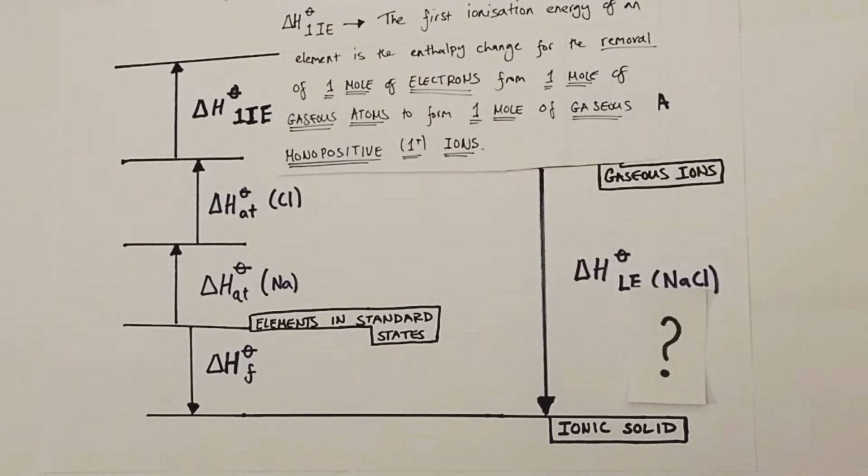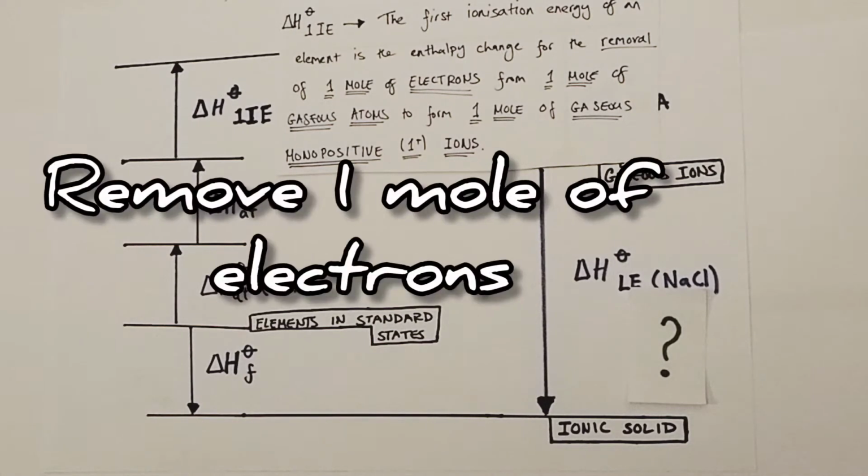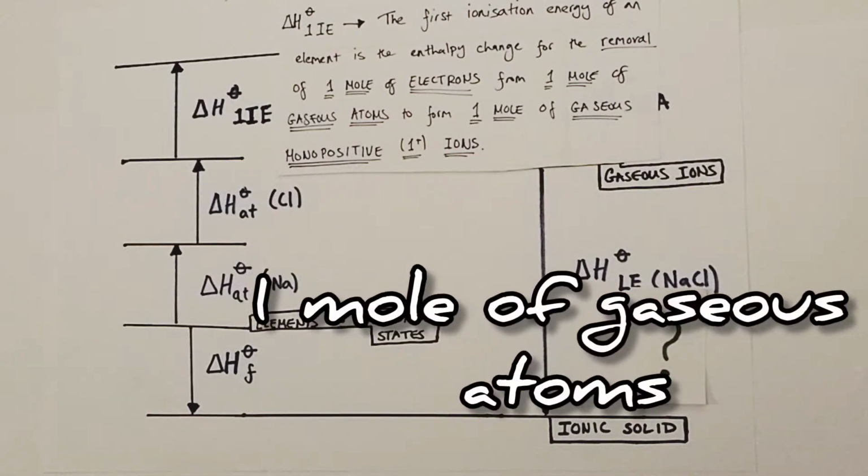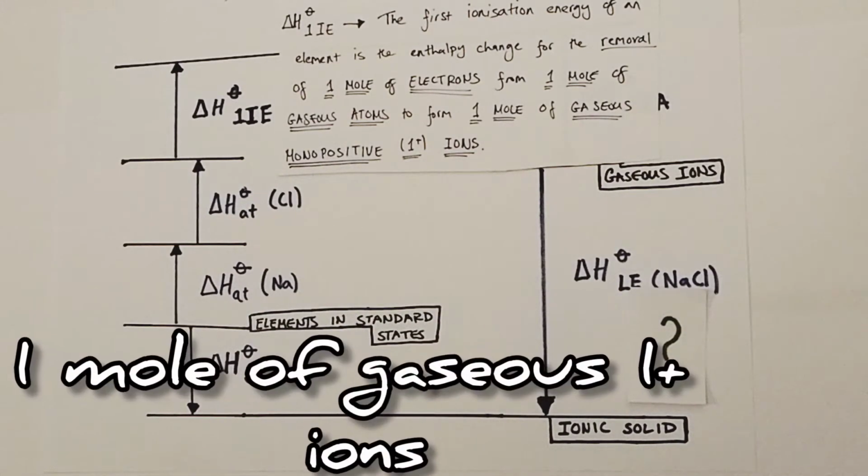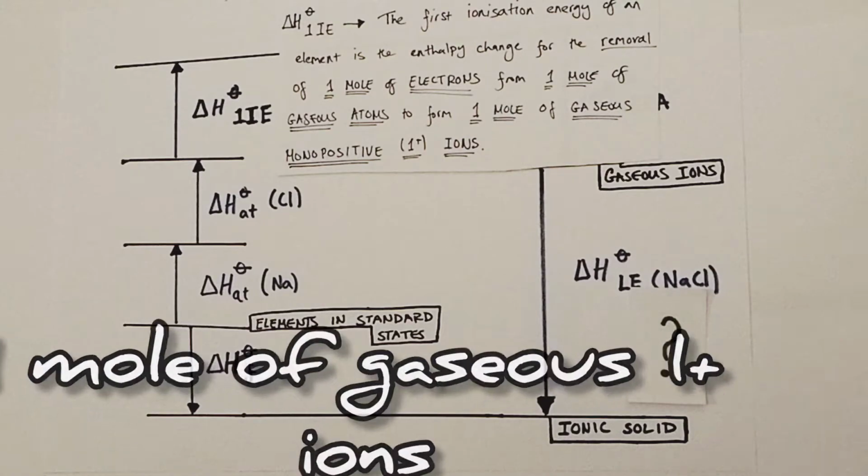Delta H theta 1 IE stands for the first ionization energy of sodium in this particular example. And it's the enthalpy change for the removal of 1 mole of electrons from 1 mole of gaseous atoms to form 1 mole of gaseous monopositive or 1+ ions.